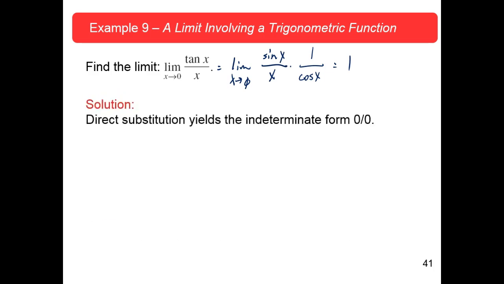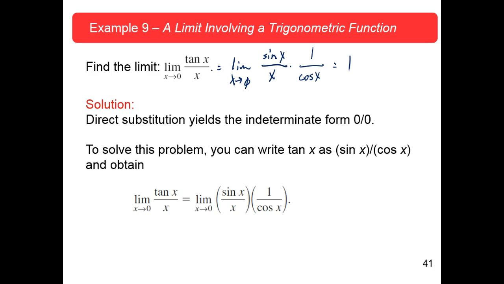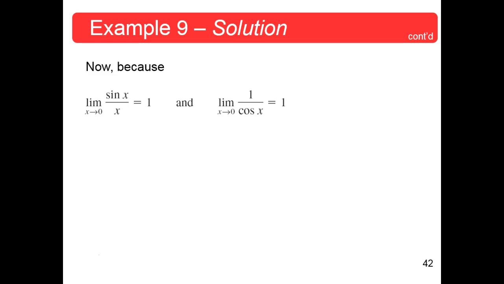Direct substitution yields the indeterminate form 0 over 0, just like we did, always a good first step. To solve the problem, you can write tangent as sine over cosine, and obtain the limit. Notice what they did, clever them. They spread the sine over cosine like this and put the 1 over x under the sine, because now we know this limit is 1, and this is 1 over 1, which is a limit of 1. So the limit as x approaches 0 of sine x over x is 1 from that theorem we just did.